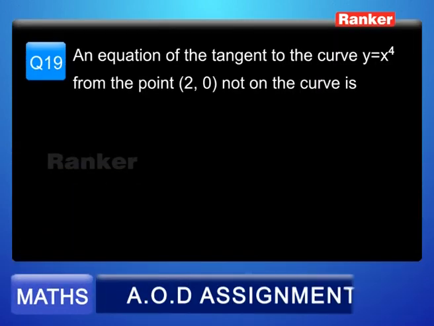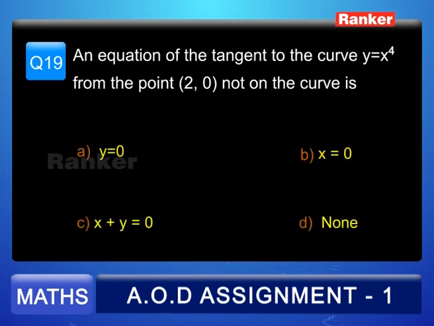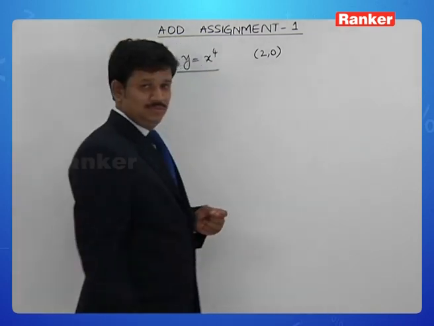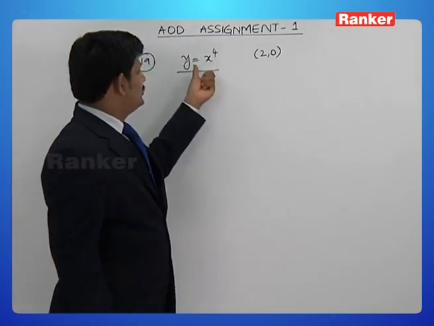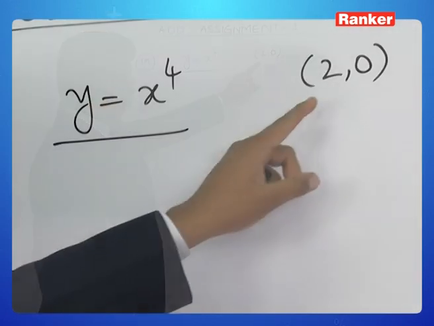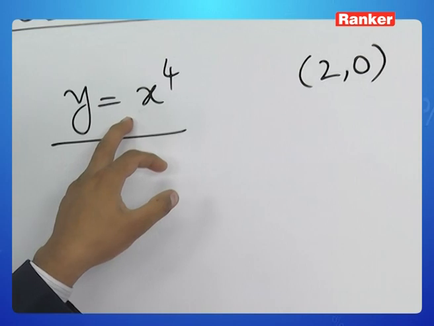Next question, an equation of tangent to the curve y is equal to x power 4 from the point 2 comma 0 not on the curve is option A y equal to 0, option B x equal to 0, option C x plus y equal to 0, and option D none of this. We are given the curve y is equal to x power 4. 2 comma 0 obviously is not a point on the curve, it is an external point, and from this point we are drawing tangents to the curve.